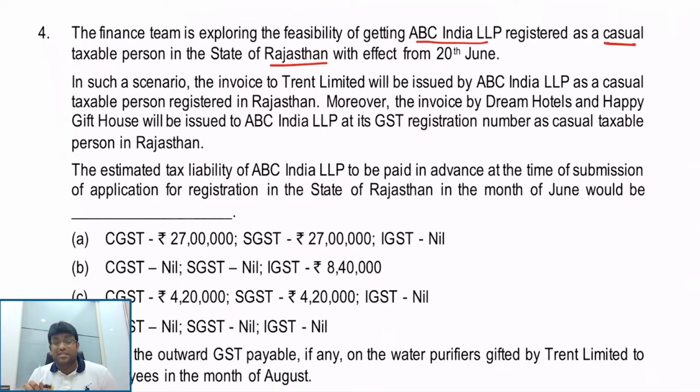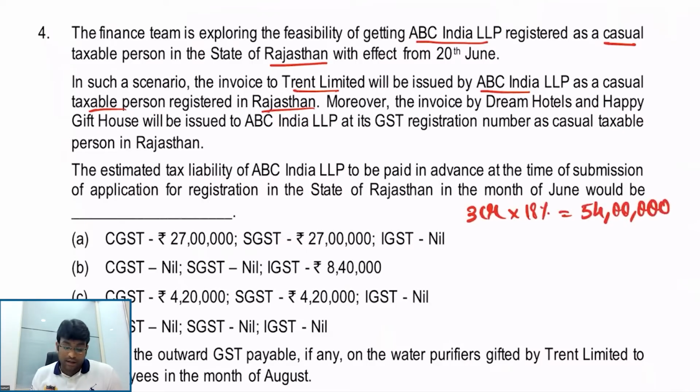But whatever tax they are paying to Dream Hotels, that they can take credit. In such a scenario, the invoice will be issued to Trent Limited by ABC India as a CTP registered in Rajasthan. So we'll charge what? On 3 crore, we will charge IGST 18%, which is 54 lakh rupees. Then, moreover, invoices by Dream Hotels and Happy Gift House will be issued to ABC India LLP at its GST registration number as CTP in Rajasthan. So both of them will charge CGST and SGST.